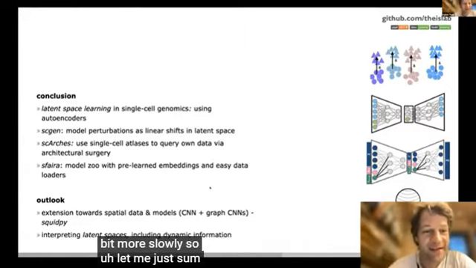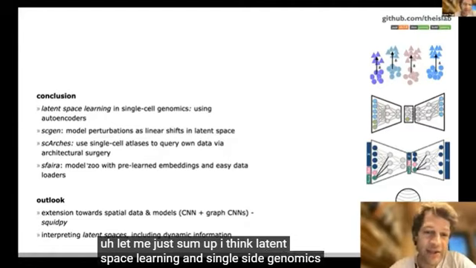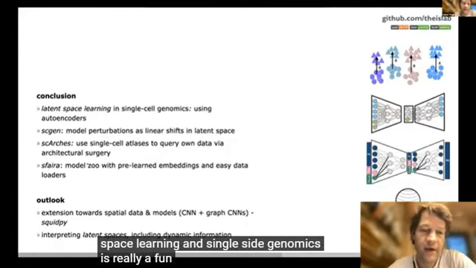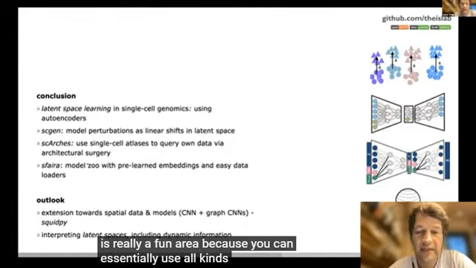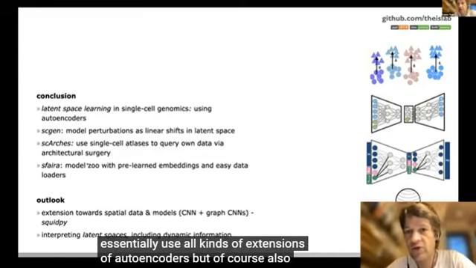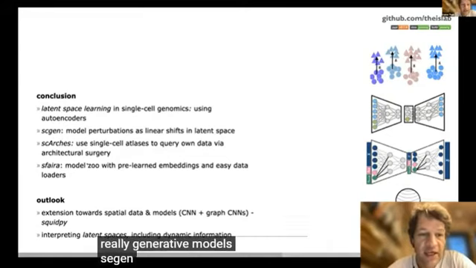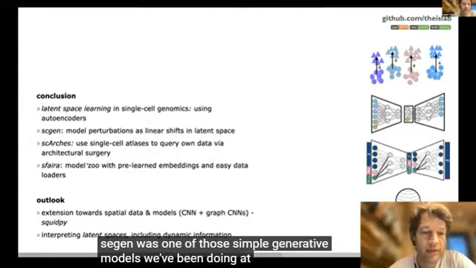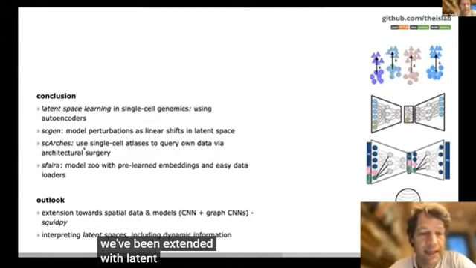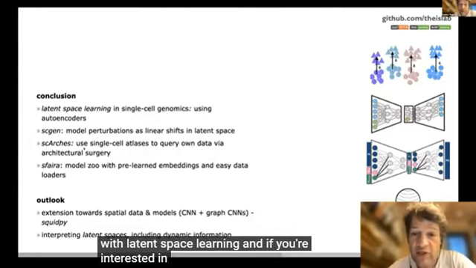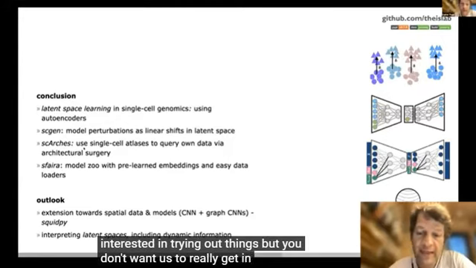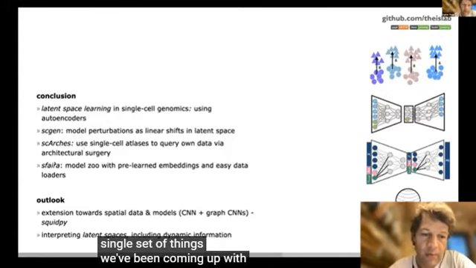So let me just sum up. I think latent space learning in single cell genomics is really a fun area, because you can essentially use all kinds of extensions of autoencoders, but of course also of really generative models. SEGen was one of those simple generative models we've been doing at the time, and we've been extending it with latent space learning. And if you're interested in trying out things, but you don't want to really get into single cell things, we've been coming up with a model zoo.